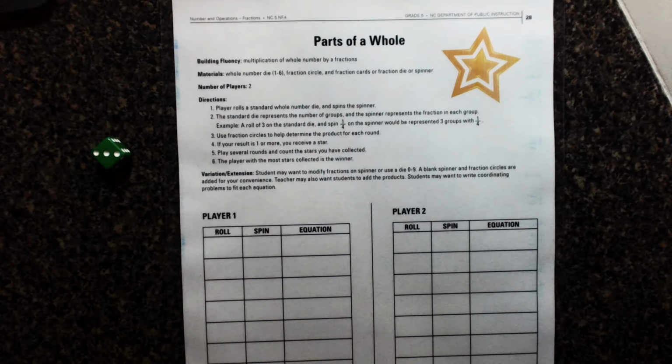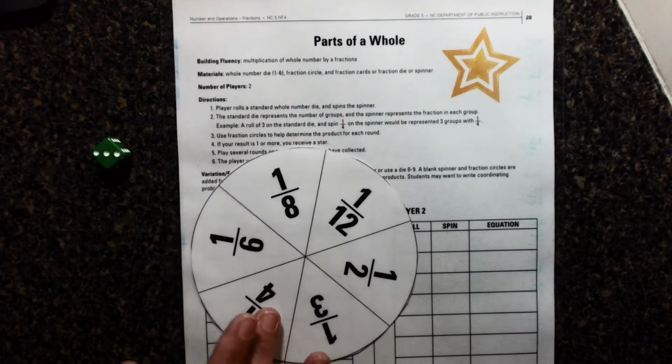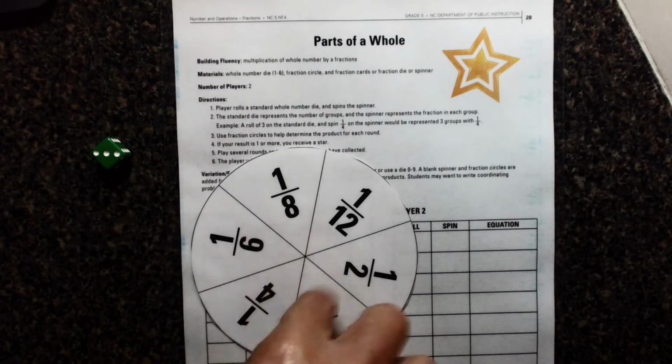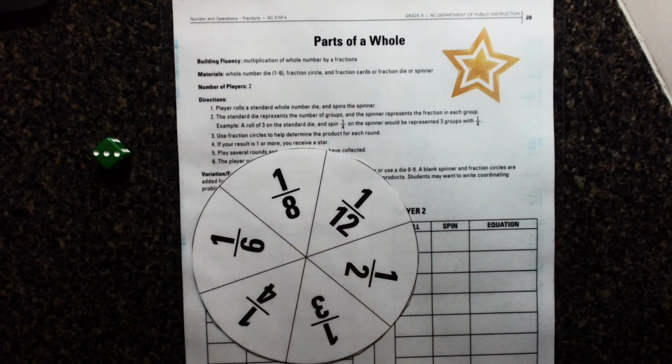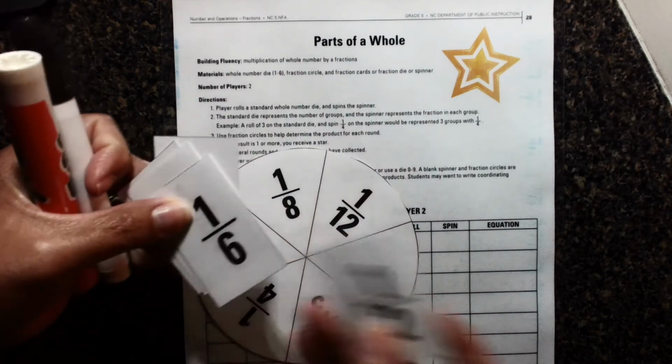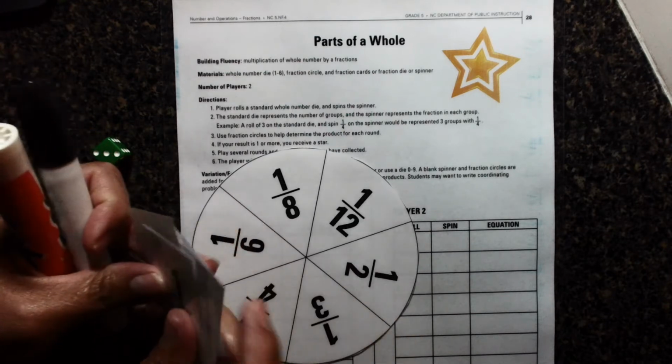The next thing that you need, of course, is the fraction spinner. Now, this fraction spinner here is easily done. What you can do is, right there in the center of it, put your pencil, and then you can have a paper clip and you can spin it around. That's one of the easier ways for you to be able to have a spinner. Or just cards, and they shuffle them up and they put them together.